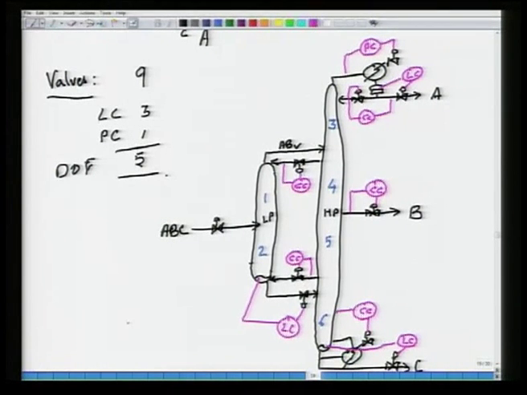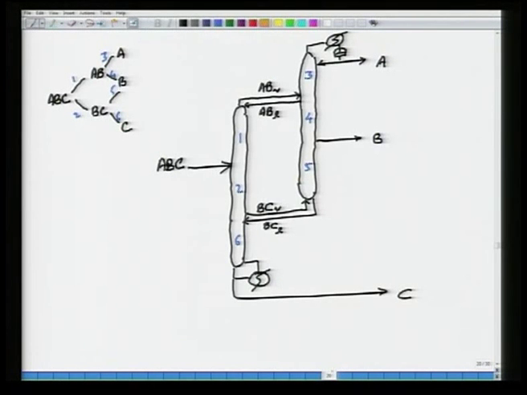So, there you go. Operator would be specifying 1, 2, 3, 4, 5 things, 5 set points which correspond to 5 degrees of freedom. I can similarly proceed on to the next column.